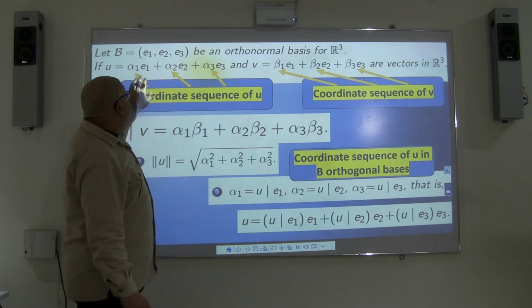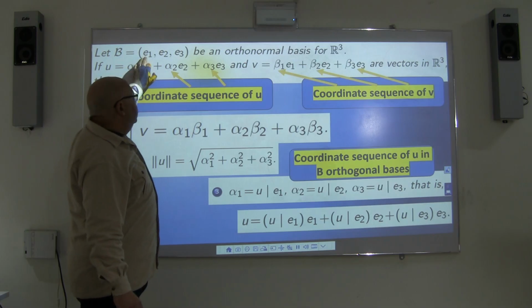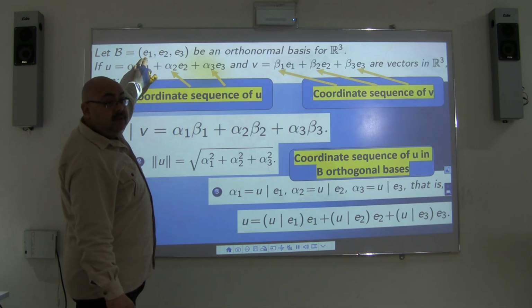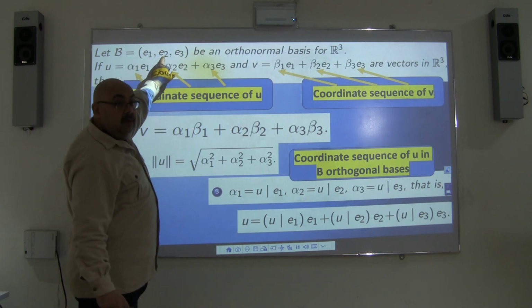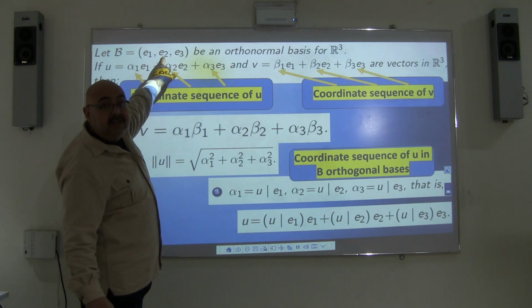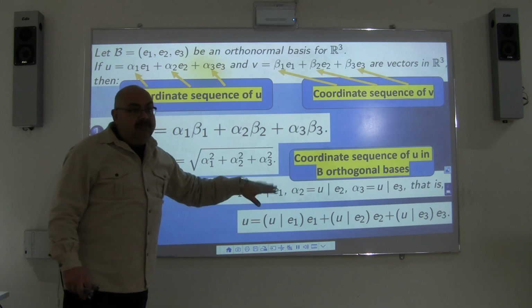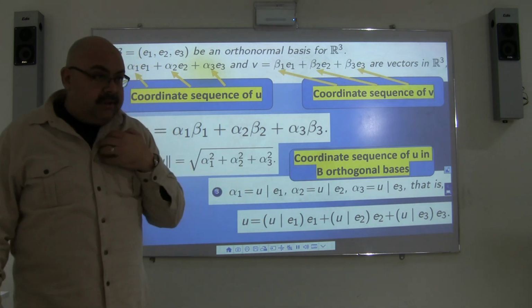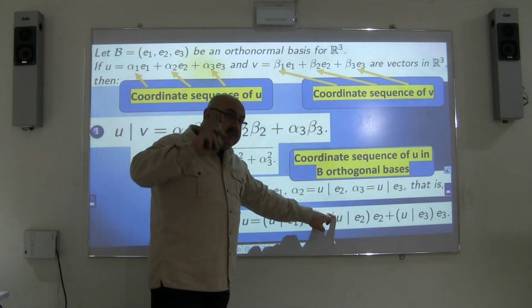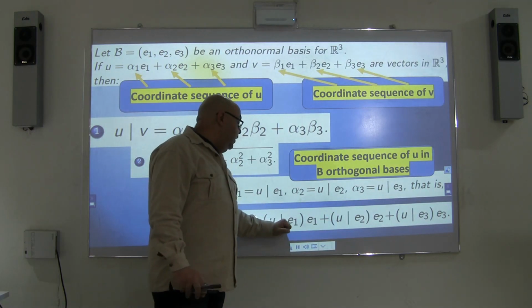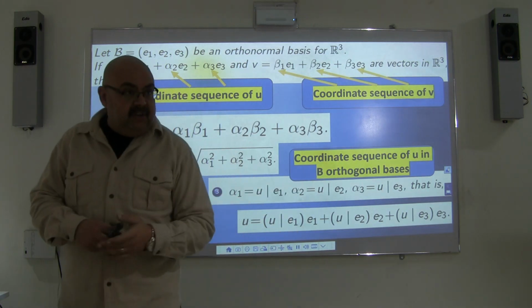I'm going to multiply my vector times the first vector in the basis, and I will get the first coordinate. I will multiply the vector by the second vector in the basis, and I will get the second coordinate, and so on. So I can get the coordinates alpha 1, alpha 2, alpha 3. And I can generate this U from any basis of this vector space by multiplying the coordinate times the vector, as we already did previously.